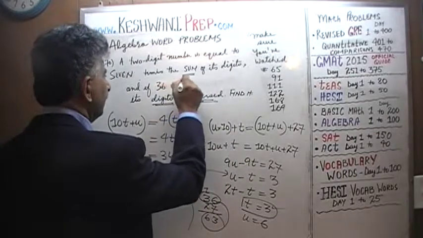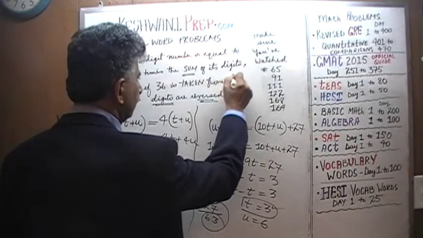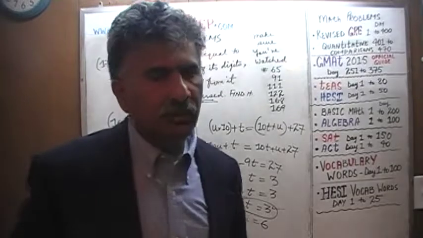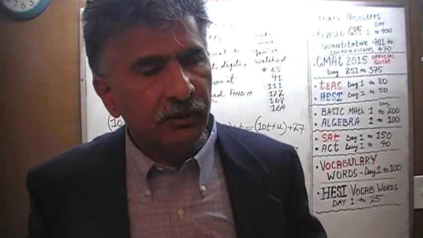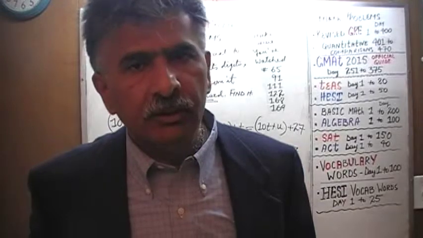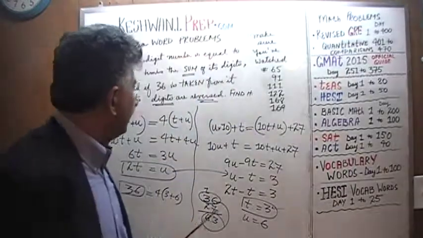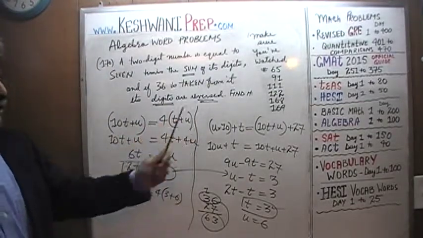if 36 is taken from it, its digits are reversed. In other words, this time we are not being told a certain number is added. If you add a certain number to the original number, the digits are reversed. We are here being told that if you subtract a certain number, the number that we are asked to subtract is 36. If 36 is taken from it, the digits will be reversed.